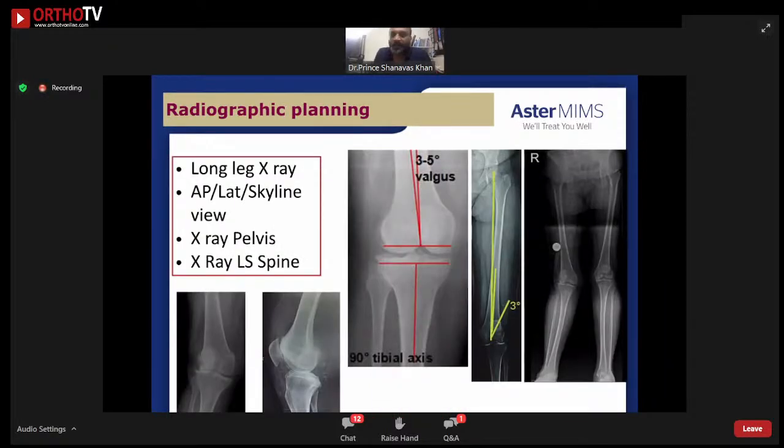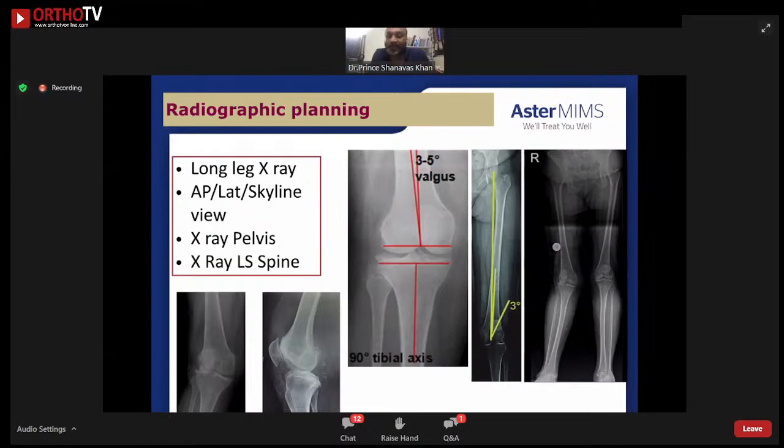So coming to the radiographic planning, standing scanograms are very important. You have to rule out extra-articular deformities. And the other thing is to look for coxa valga or coxa vara, because that will alter the distal femoral cut. In a coxa valga, decrease the valgus cutting angle. In a coxa vara, increase the valgus cutting angle.